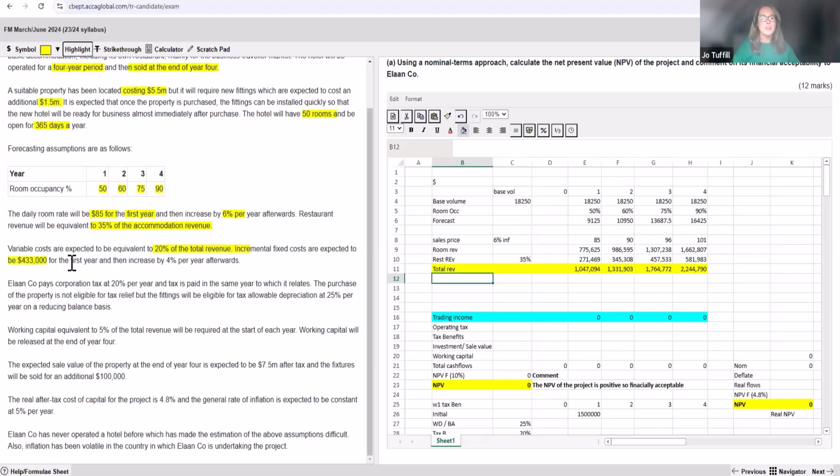They're both first years, remember, so it matches what's going on with sales. And they're going to increase by 4% a year thereafter. Now, that's not the variable costs, that's the fixed costs only.